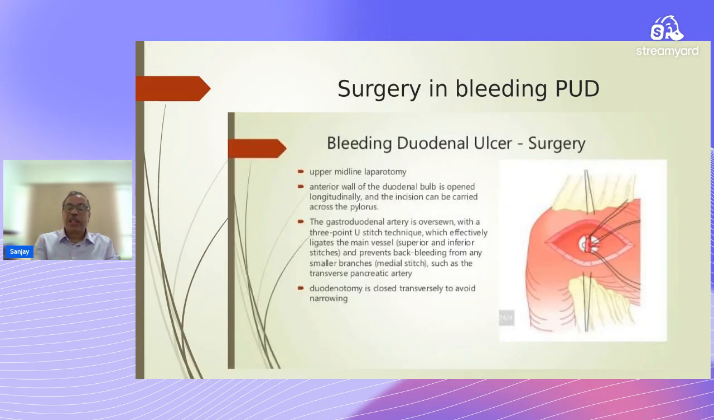The 3-point U stitch technique effectively ligates the main vessel with the superior and inferior stitches, and also the small branches. The medial stitch would control a small branch like the transverse pancreatic artery, which can also bleed subsequently. So a U type of stitch is given, 3 stitches: superior and inferior for the gastroduodenal artery, and the transverse one is for any small branches of that, like the transverse pancreatic artery. And then the duodenotomy is closed transversely to avoid any narrowing of the lumen.